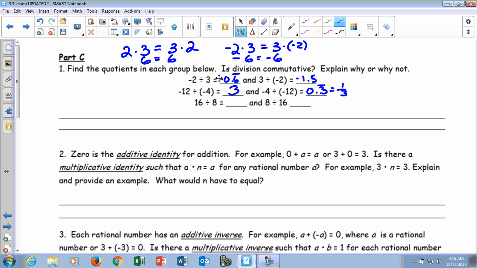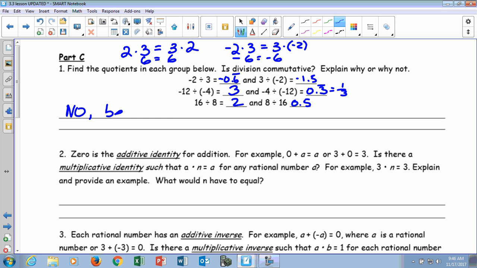16 divided by 8 is 2. And what if I do the other way around? 8 divided by 16. It's 0.5. It's a half. Isn't 8 half of 16? Is that the same number? No. So are these commutative? No.